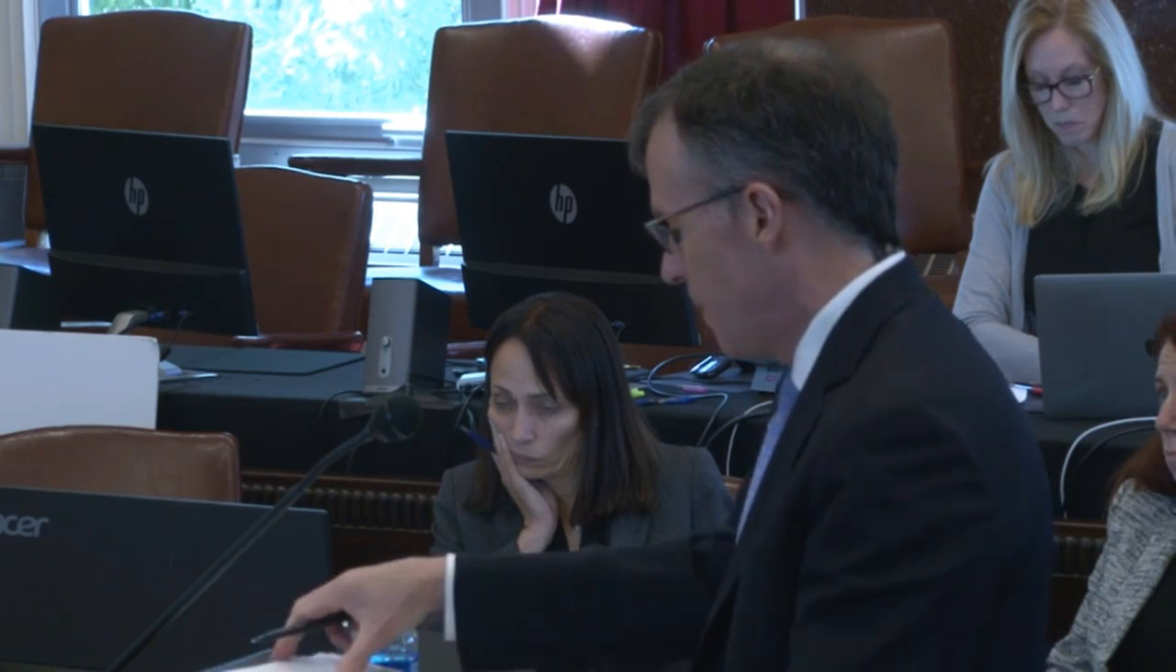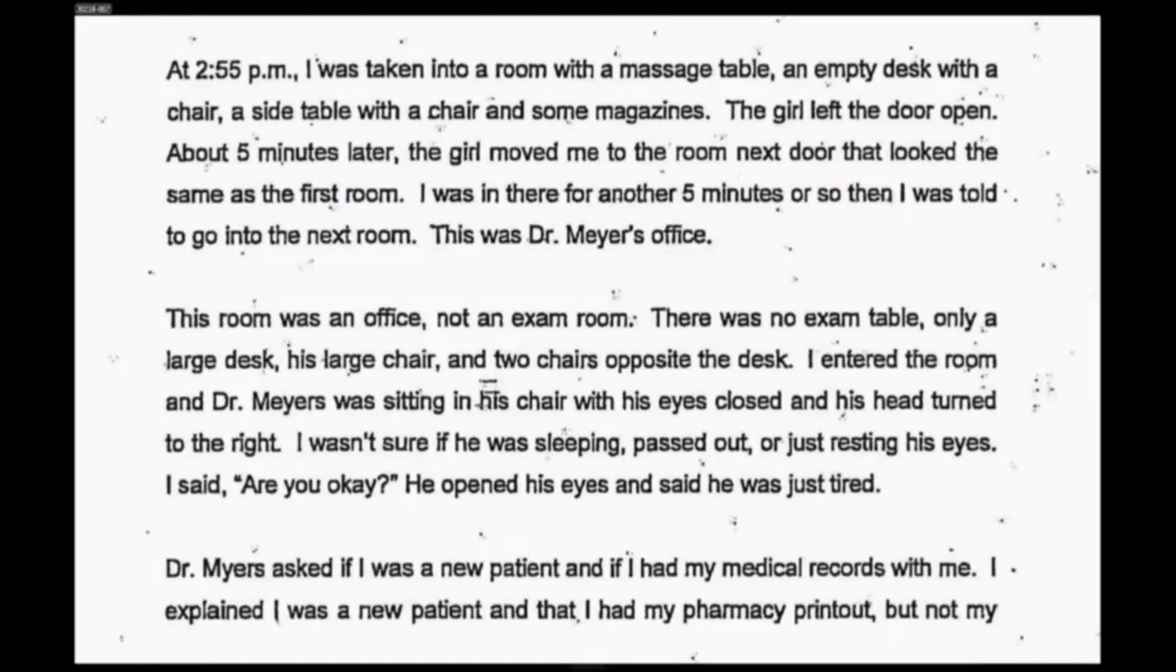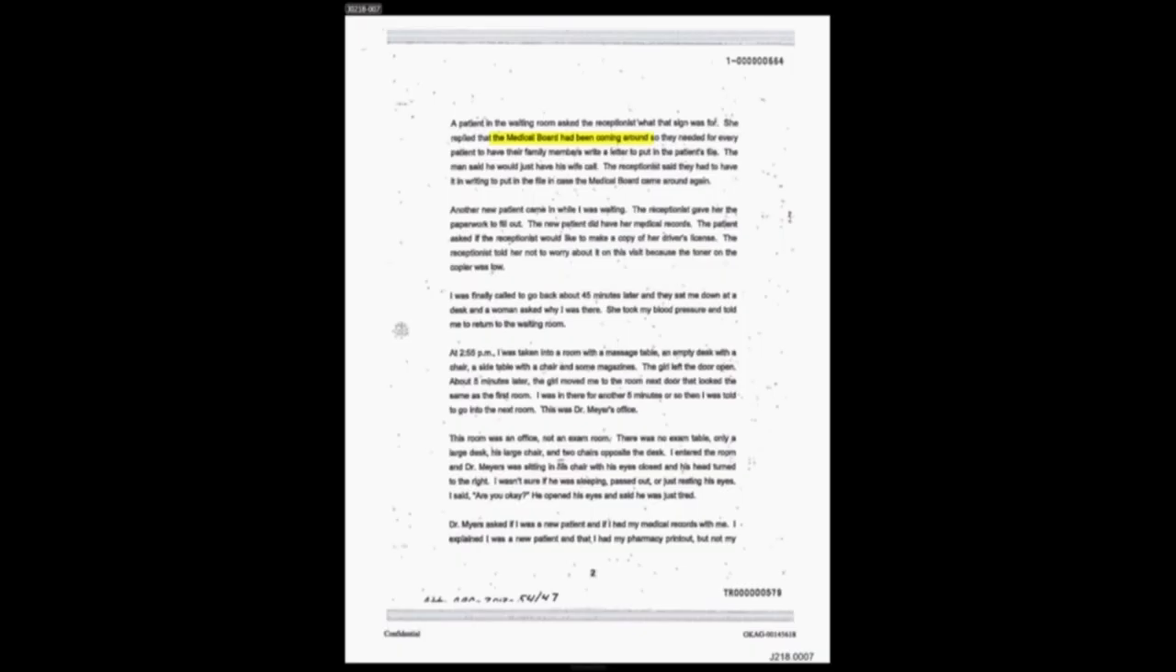It says that? No exam table, just a large desk, chair, 2 chairs opposite the desk. It says that? Now, if we go down to the bottom of the page, we see that Dr. Myers asked the investigator if she was a new patient and if she had her medical records with her, right? I see that. And she reported that she did not have her medical records, just a pharmacy printout.